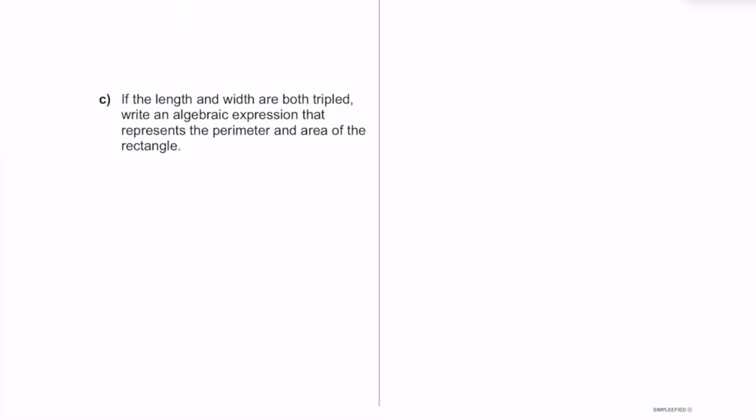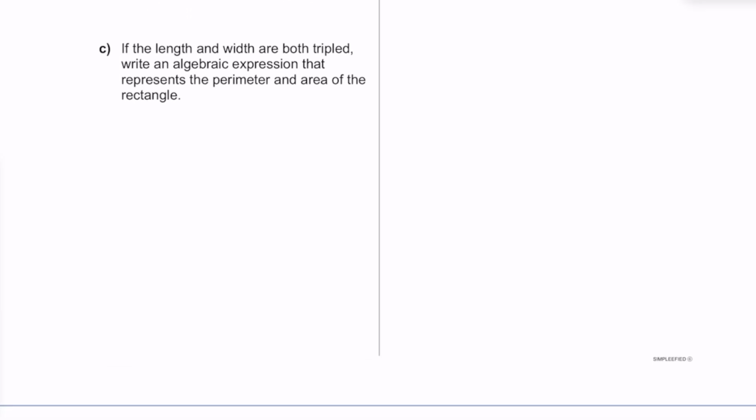All right, in part C, we have another extension question here. In this particular case, what if the length and the width are both tripled instead? Let's write an algebraic expression that represents the perimeter and the area of the rectangle, given that this has happened. So let's see, we had m, then we had 2m when we doubled it, and when we tripled it, it's going to be 3m.